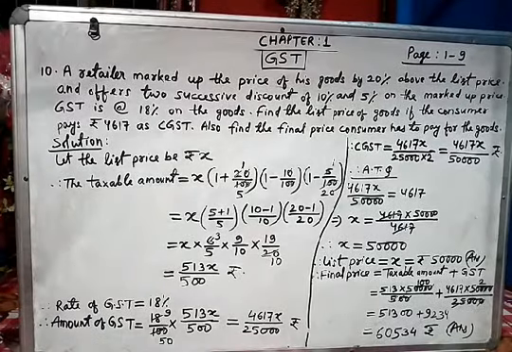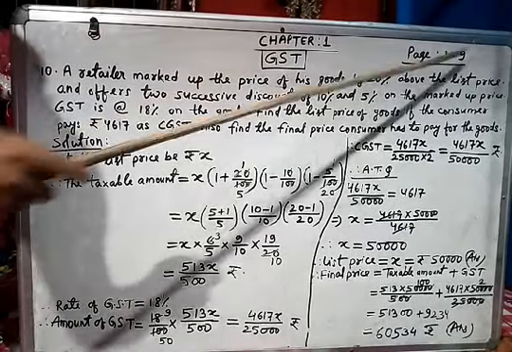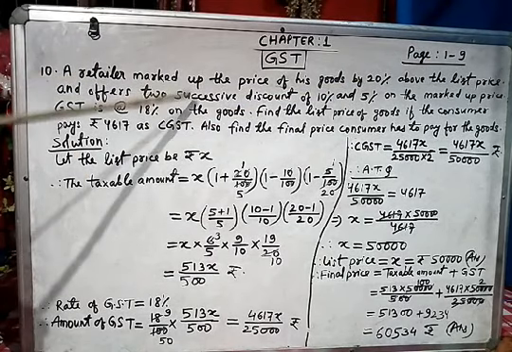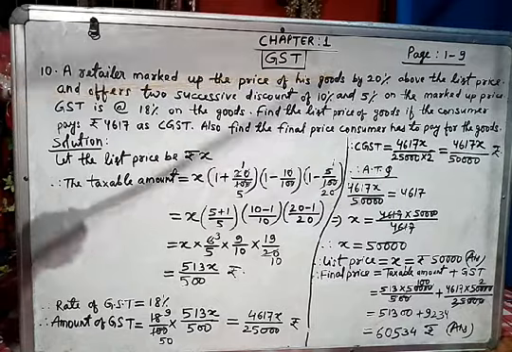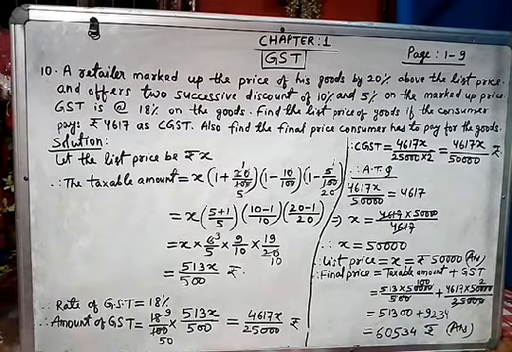Class 10 children, today we will learn chapter 1 GST, page number 19, question number 10. So the question is, a retailer marked up the price of his goods by 20% above the list price.